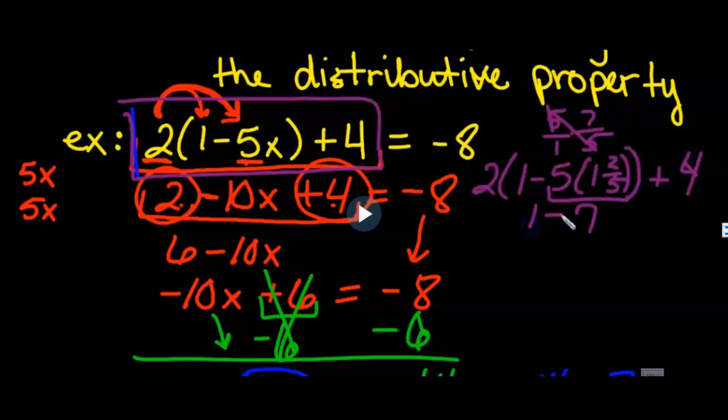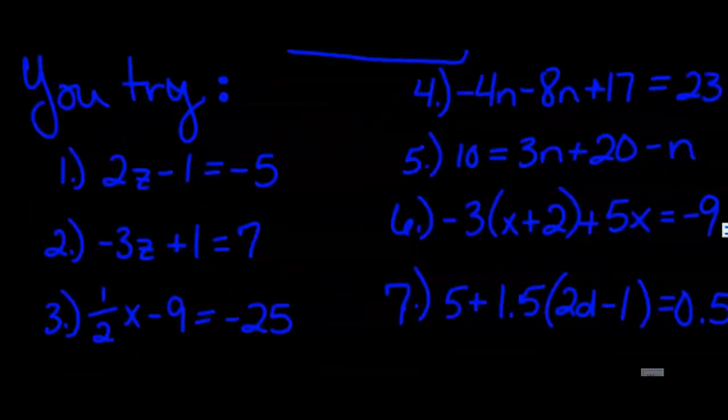And once you do that, you get 5 times 1 2/5, which actually cancels out to equal just 7. Okay, so inside the parentheses, we just have 1 minus 7, which is -6, times 2, and that's -12 plus 4, and that's how we get -8. We have a correct answer.